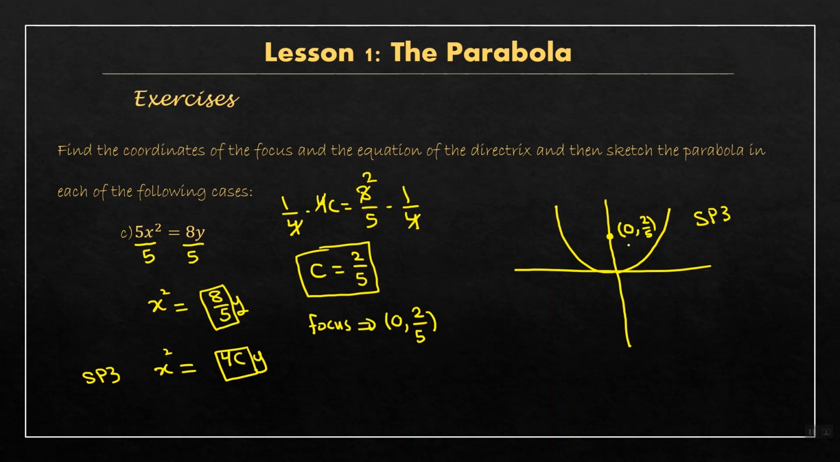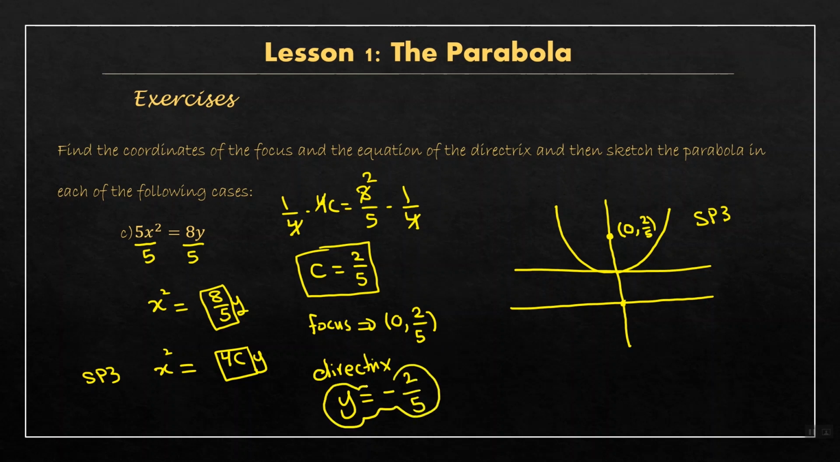The directrix is going to be in the opposite direction. Is it cutting the y-axis or the x-axis? You can see it's cutting the y-axis. So the directrix is y equals, and do we cut the y-axis in the negative part or the positive part? It's the negative part, so it's minus 2 over 5. So this is the equation of the directrix.